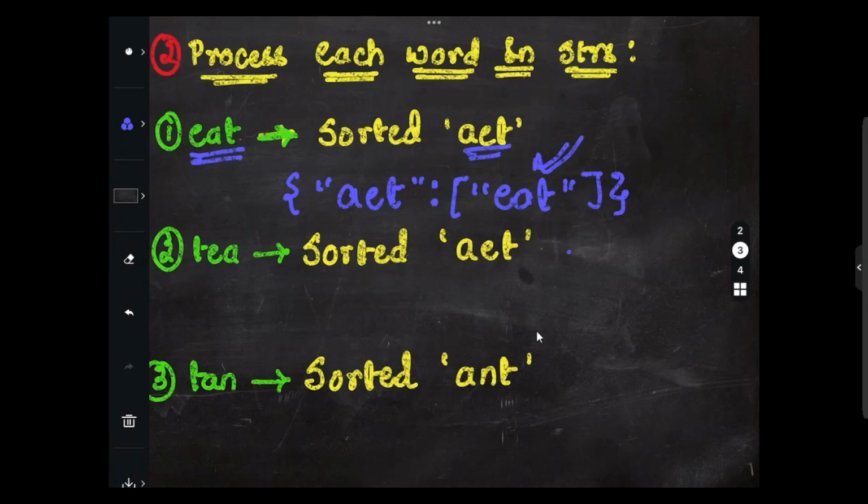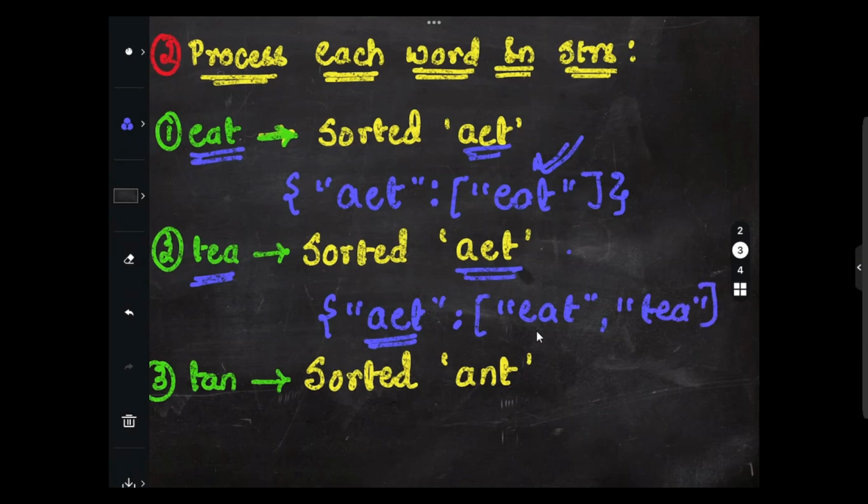Now let's come to the second word, TEA. Again, when sorted, we get AET. The key remains the same, so we are pushing this word into the same key's value. Here in this case, this becomes EAT, and this becomes TEA. I hope this is clear.